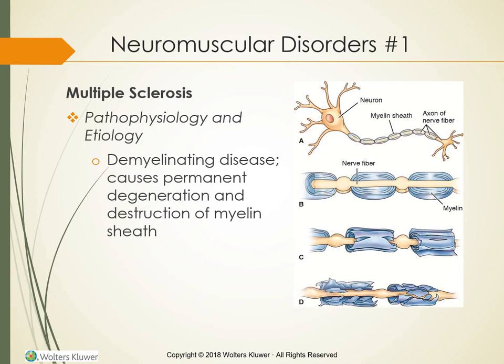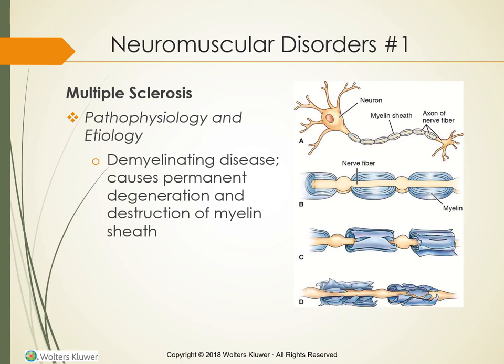Multiple sclerosis is a chronic progressive disease of the nerves. Its onset is in young adulthood and early middle age. The incidence is greatest between 20 and 40 years of age, and it affects men and women approximately equally. MS is more common in northern temperate zones than in warm climates.